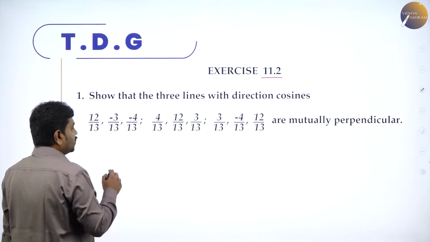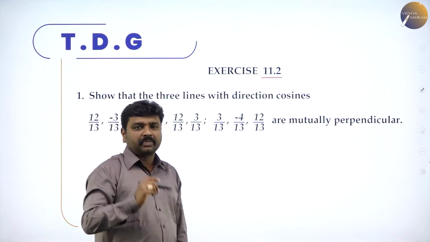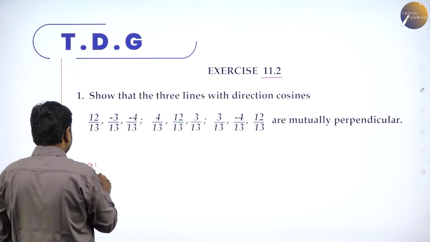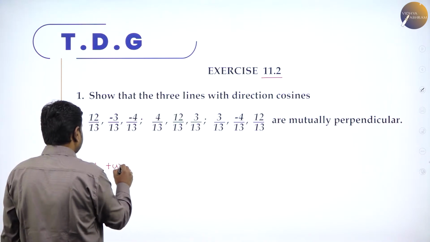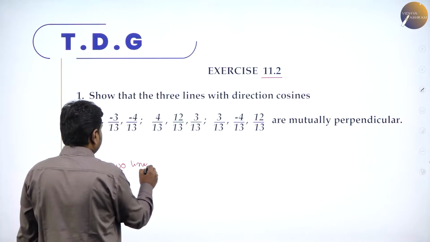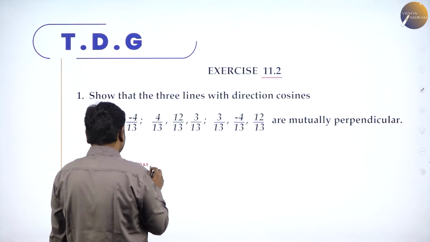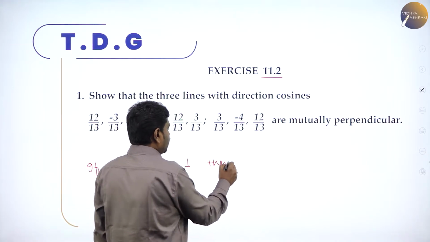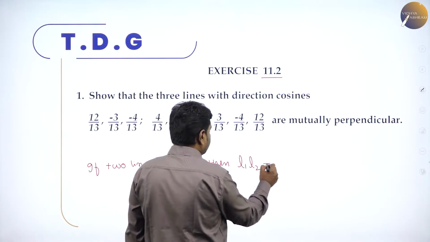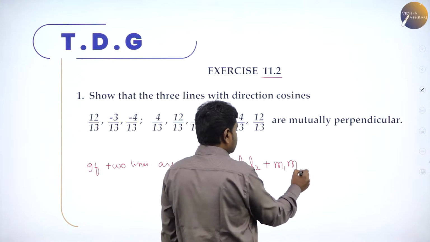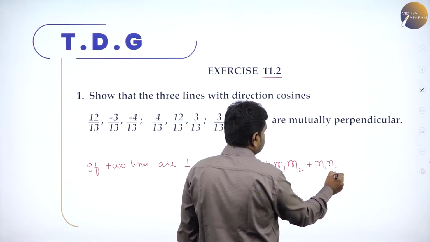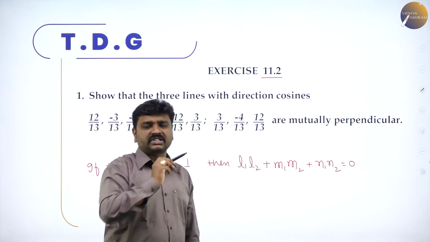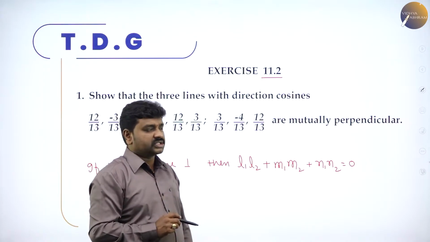Dear students, if any two lines are perpendicular, then we have a condition. If two lines are perpendicular, then the sum of product of direction cosines will be 0. That is, L1 L2 plus M1 M2 plus N1 N2 should be equal to 0, where L1, M1, N1 are direction cosines of first line, L2, M2, N2 are direction cosines of second line.